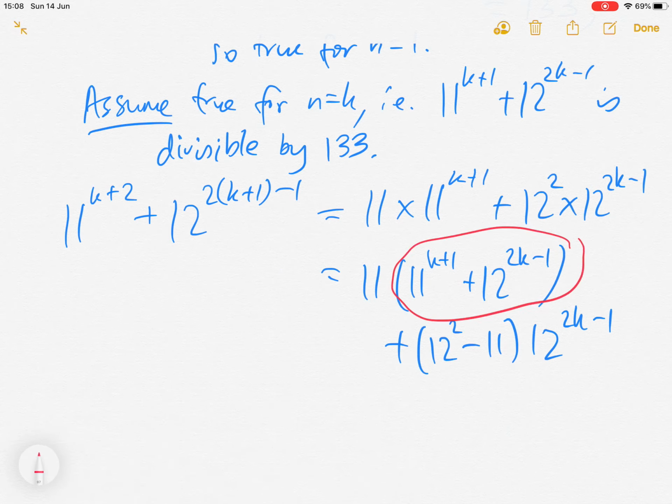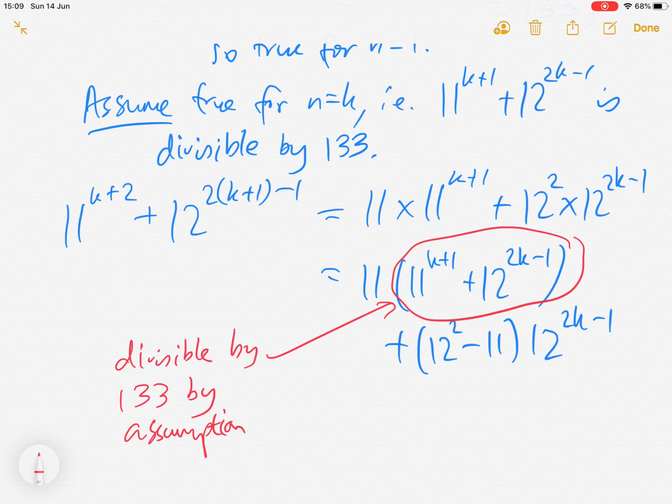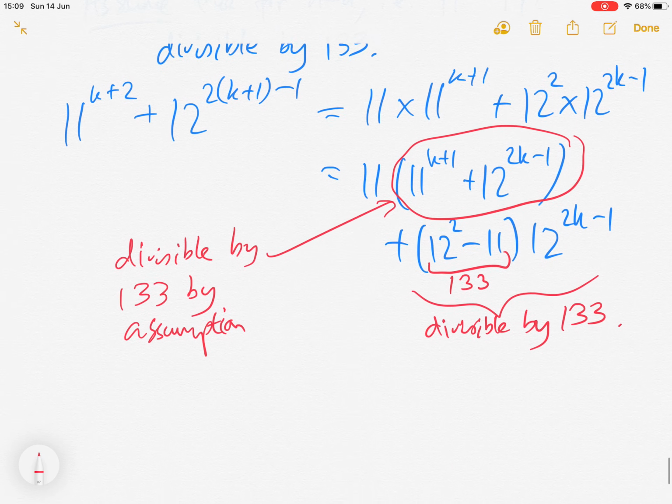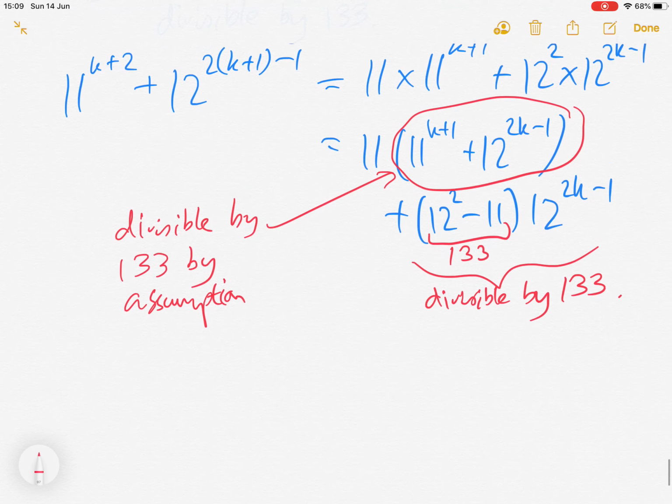And then we see again this thing we had before, where this thing in red is, by the assumption, divisible by 133. And then this other bracket, well, what is 12 squared minus 11? It's 133, isn't it? So certainly the second part is divisible by 133. So again, we've shown if it's true for n equals k, it's true for n equals k plus 1.